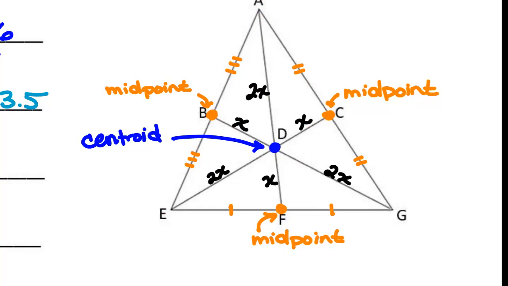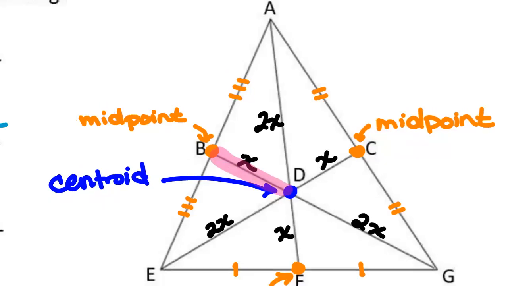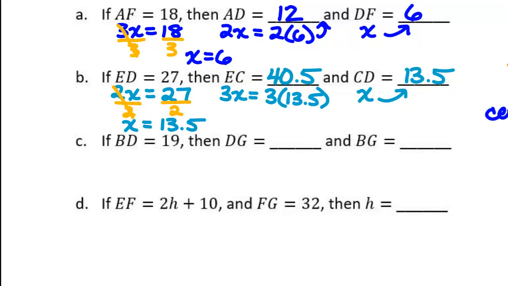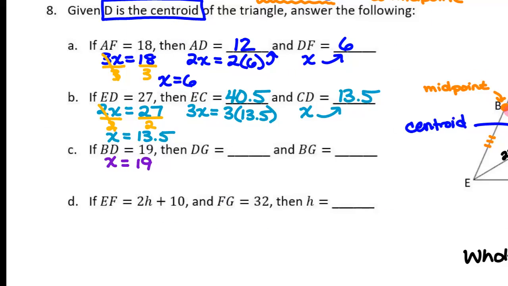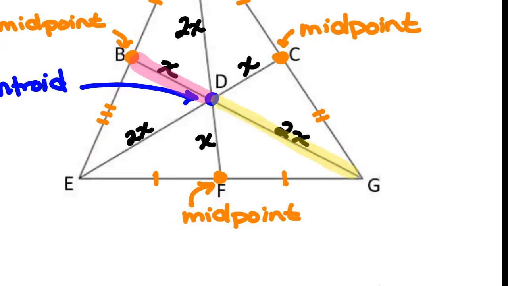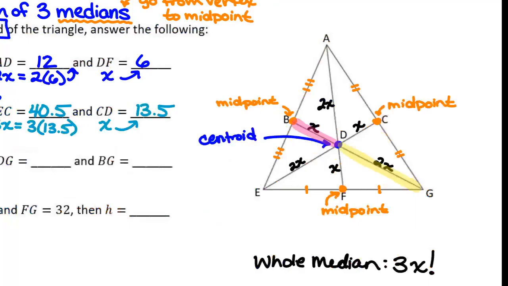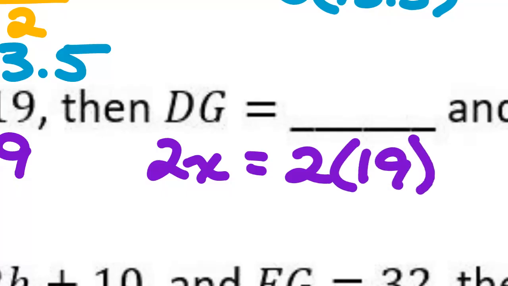Let's see, BD, this distance right here, it tells us is 19. Is that 1x, 2x, or 3x there? 1x. So 1x is 19. I want to figure out the length from D to G, this part right here. How many x's is that? 2x. So that would be 2 times 19, which is 38.